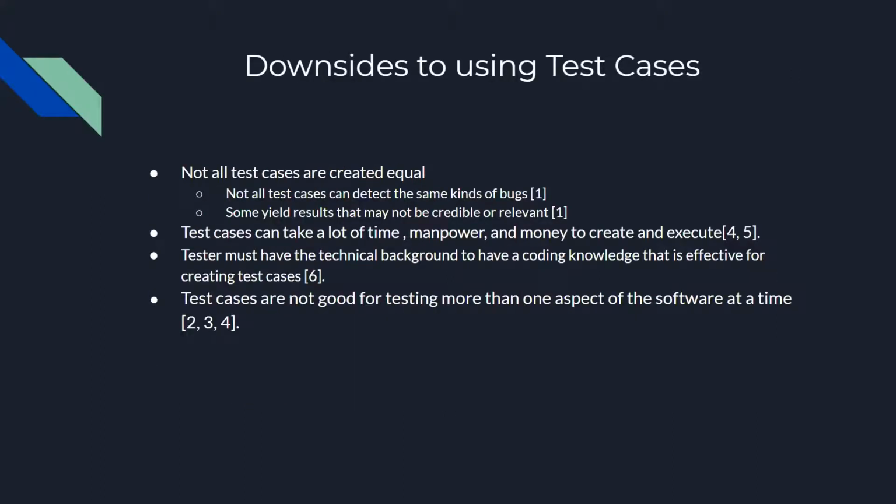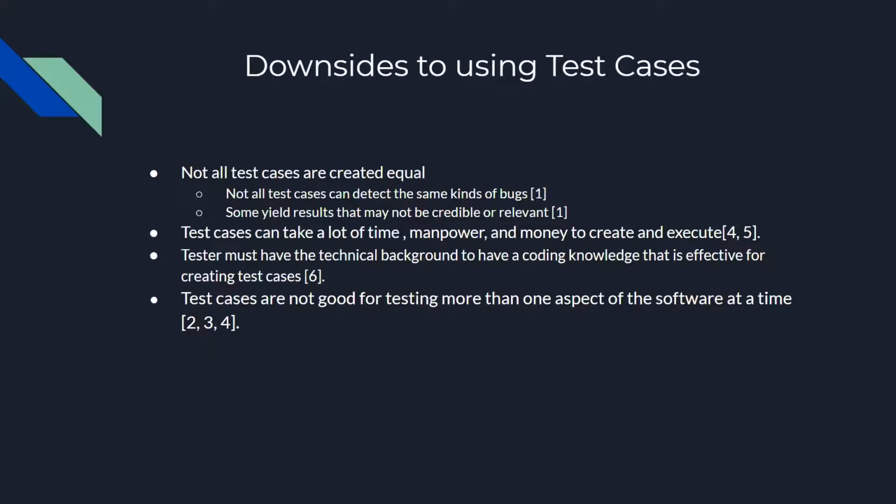The downsides to using test cases first are that not all test cases are created equal. This means not all test cases can detect the same kind of bugs, and some yield results that may not be credible or relevant. So for every test case, it's only going to find one kind of bug. In the example provided earlier with social media login, you can create that test case to test if a valid username and password combination lets the person log in, but that test is not going to find if there's an issue with what the user is able to access once they have logged in.